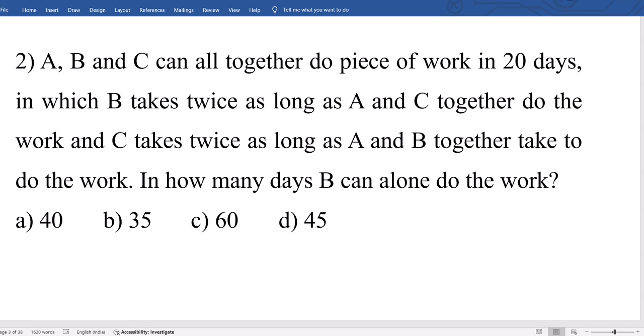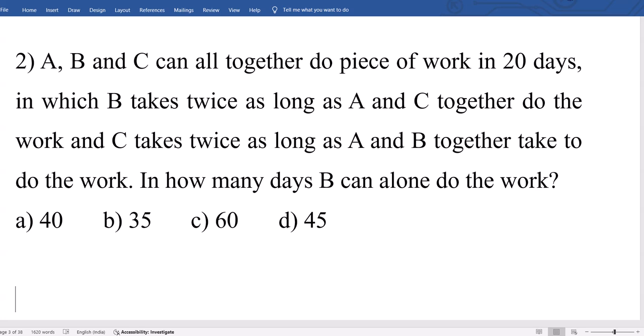A, B and C all together can do a piece of work in 20 days, in which B takes twice as long as A and C together. C takes twice as long as A and B together to do the work. How many days can B alone do the work?